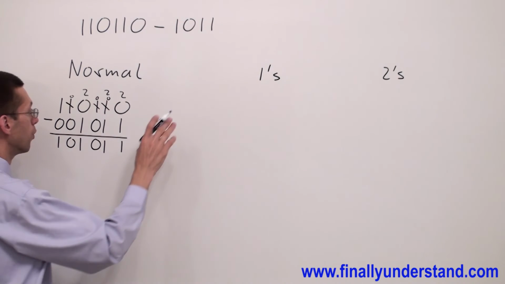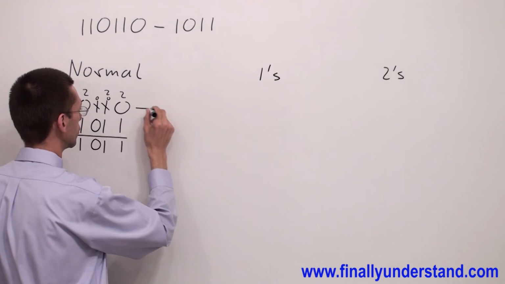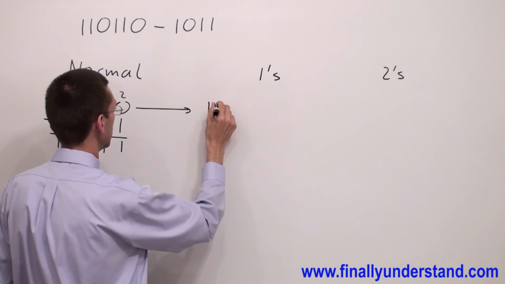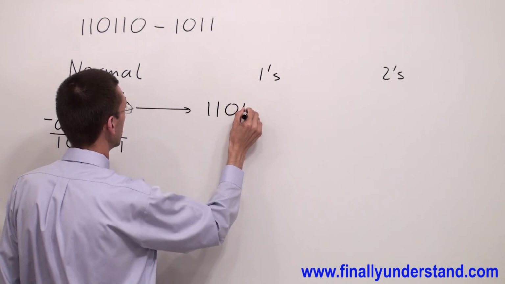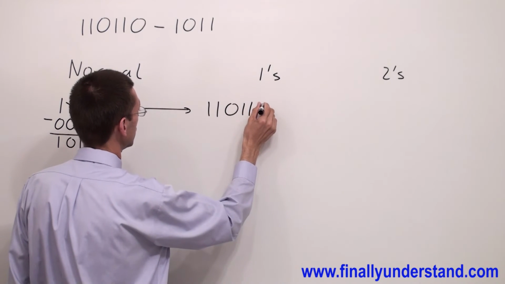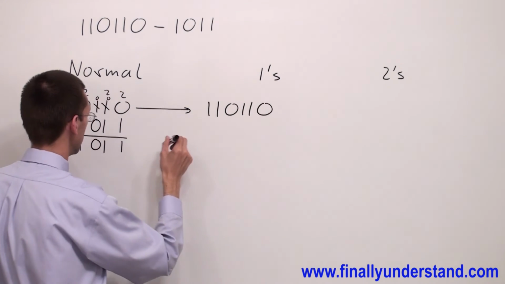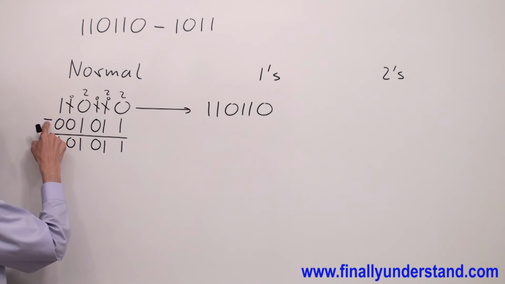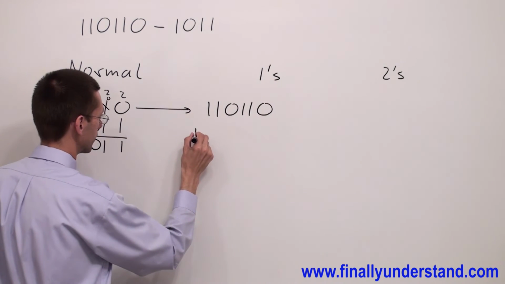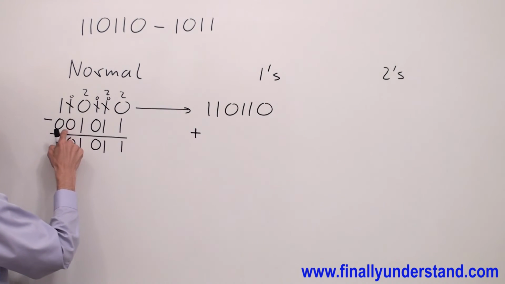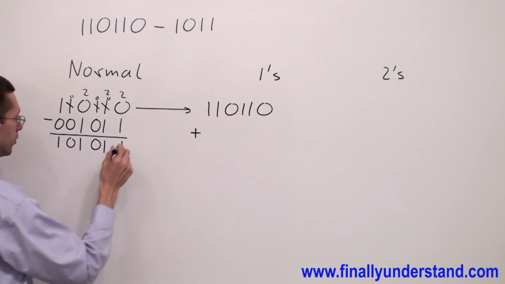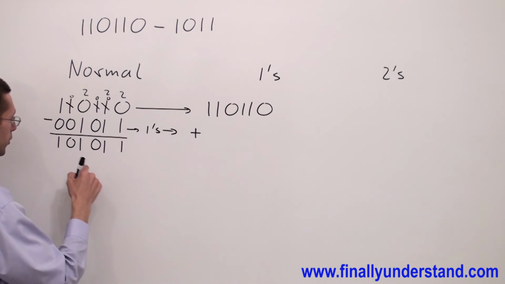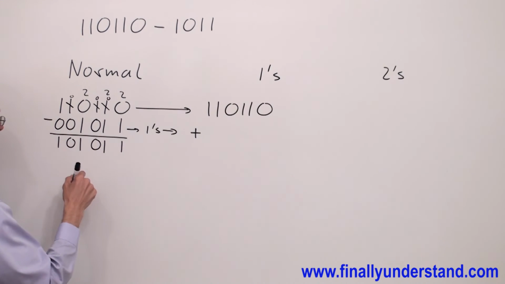Let's do 1's complements. Keep in mind, you're supposed to copy down the first number. So I have 1, 1, 0, 1, 1, 0. And next, I'm supposed to change subtraction to addition. And I have to find 1's complement of the second number. Okay, so I have to find 1's complement of the second number.